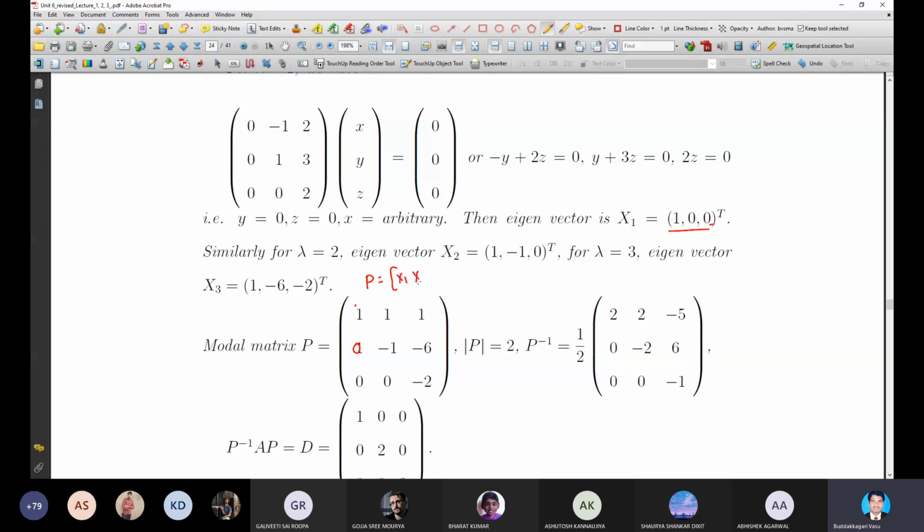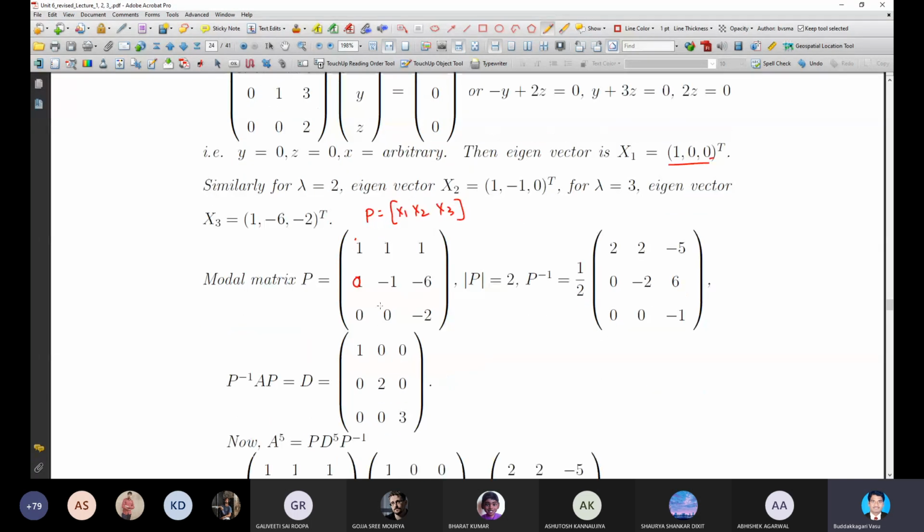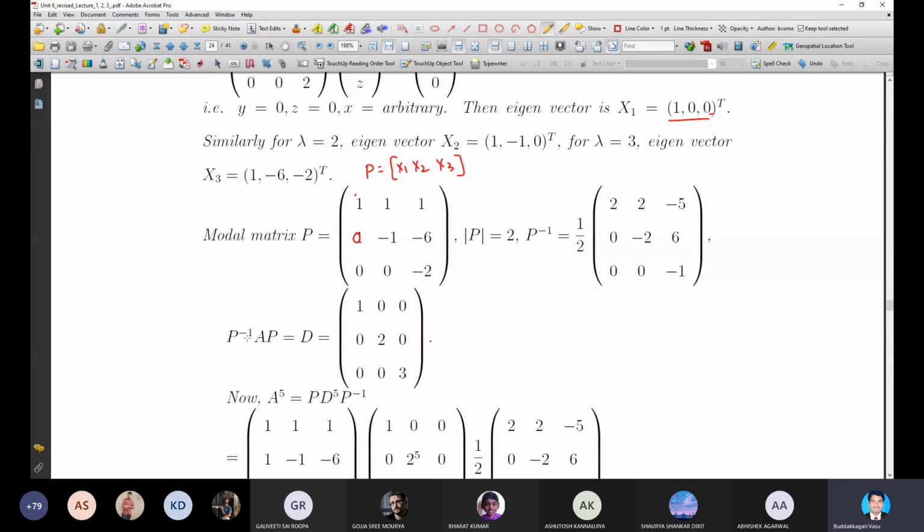x1, x2, x3, right? x1 is 1, 0, 0, x2 is 1, minus 1, 0, x3 is 1, minus 6, minus 2. So now find out its inverse, P inverse. For that, determinant of P calculated. Now P inverse A into P. Once you have P and P inverse, now find out P inverse AP. You have to multiply all these three matrices.